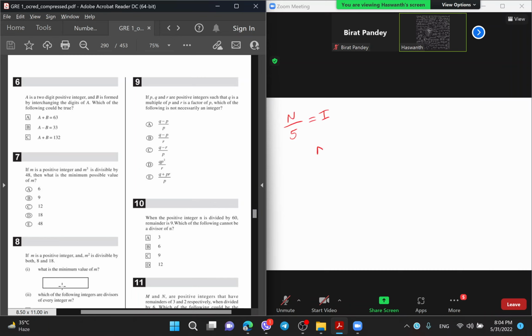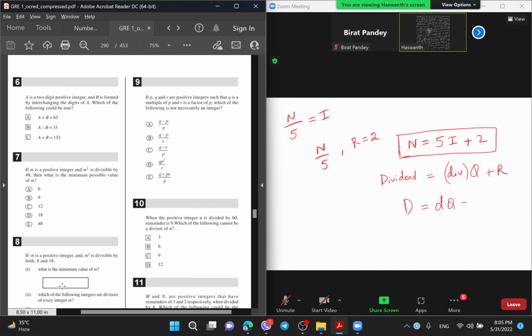Now let's say n when divided by 5 leaves a remainder 2. Values of n satisfying this condition will be of the form 5 into some integer plus 2. This is based on dividend: dividend is equal to divisor into quotient plus remainder.